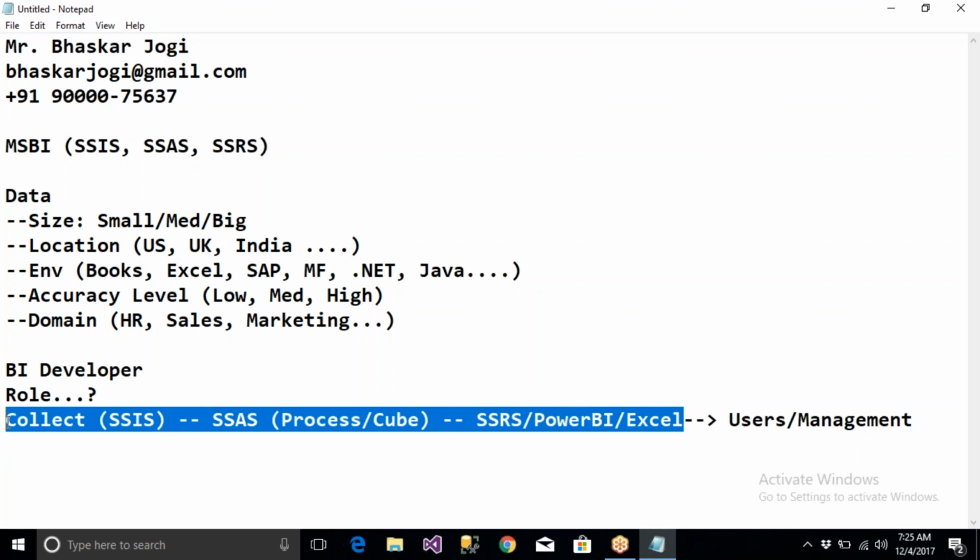The business people, management or any other people, and business analytics guys will be there. All those people would be asking, we need this kind of report, we need that report, we need this. So when they're asking, there has to be a team. That team has to collect the data, process the data, and get the data.